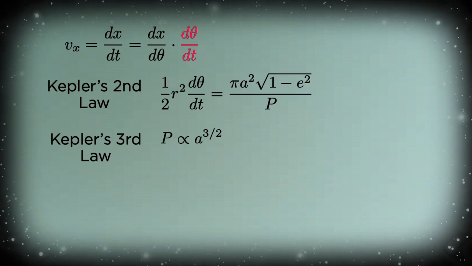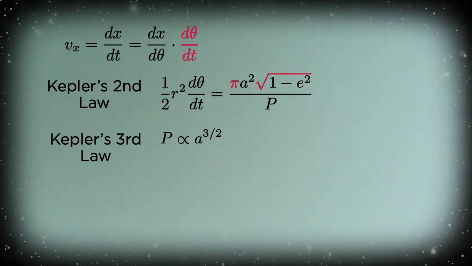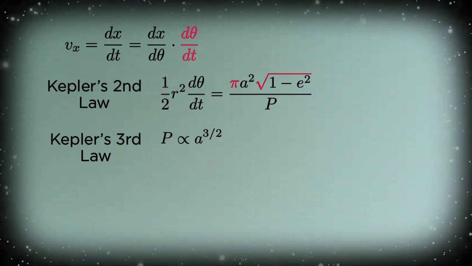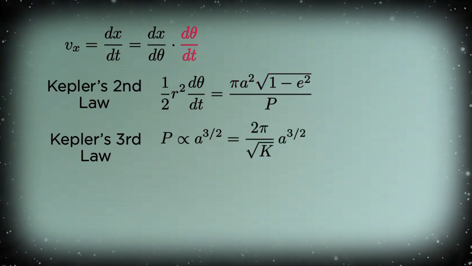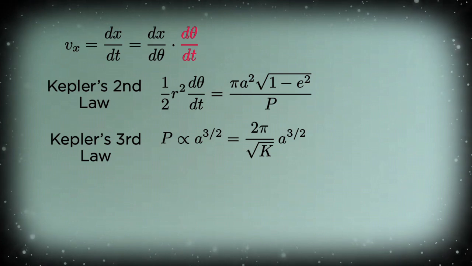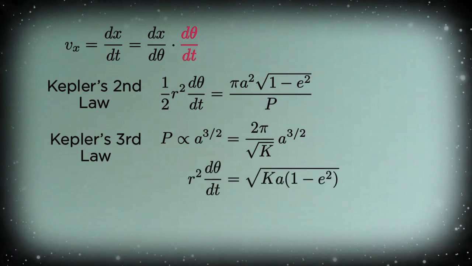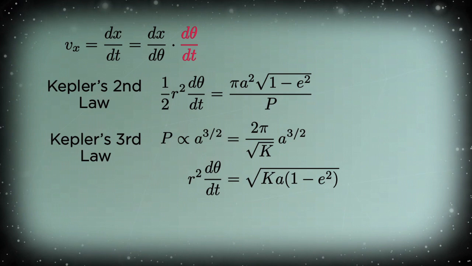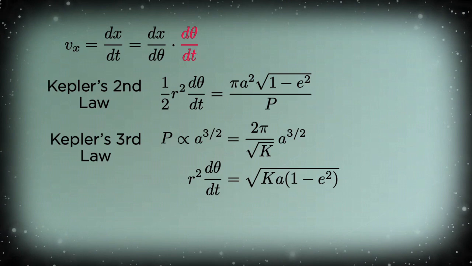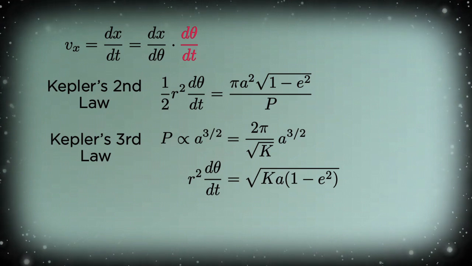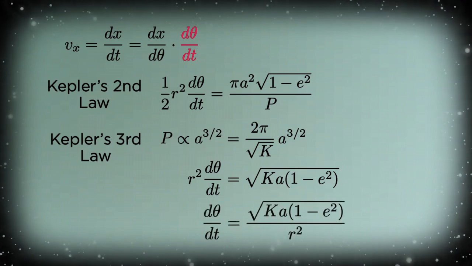But instead, let's be clever. The second law has a 1/2 on the left side and a pi and a square root on the right side. So to make the result as simple as possible, let's write the third law as p equals 2π over root k times a to the 3/2, where k is a constant. That way, the 1/2 and the pi cancel out, and the k will fit nicely under the square root. So what we're left with is r squared dθ/dt is equal to the square root of ka times 1 minus e squared, which we can use to solve for dθ/dt.